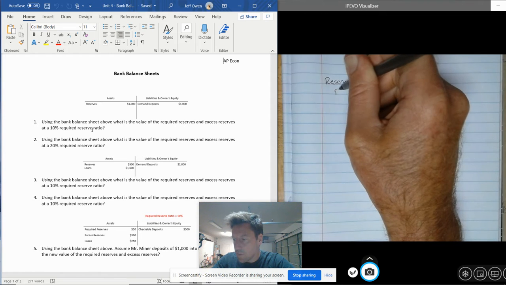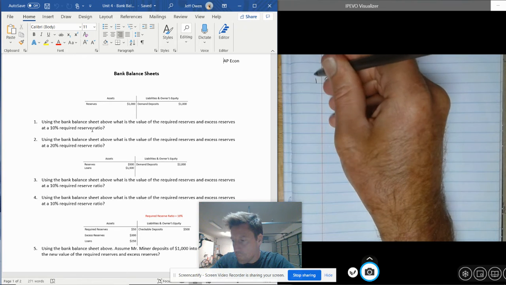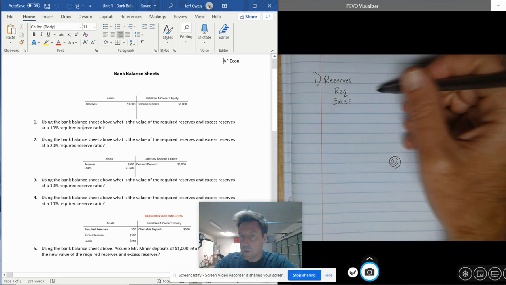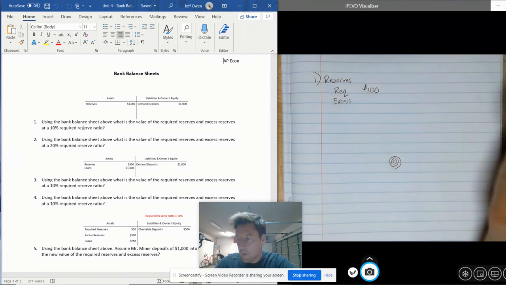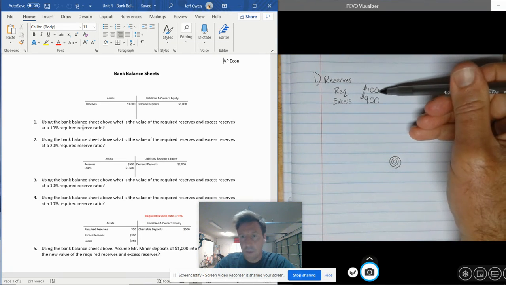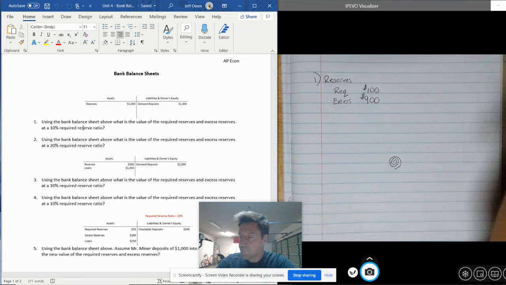And that's going to be broken up into required and excess. If we have demand deposits of $1,000 and it's a 10% required reserve ratio, that means our required reserve is going to have to be 10% of 1,000. So the required reserve will be 100 and the excess reserve will be 900. This is what has to stay in the bank as required by law. This is what the bank can use for loans, to buy securities, whatever it wants to do with this money. This can become our new loans.